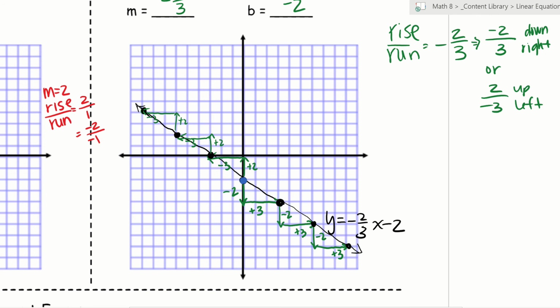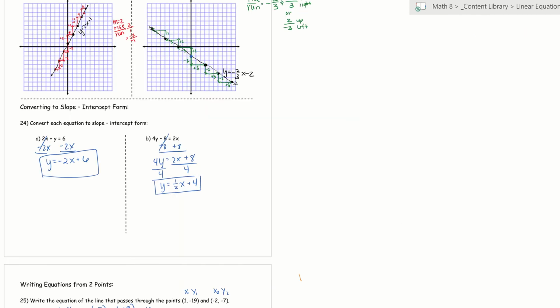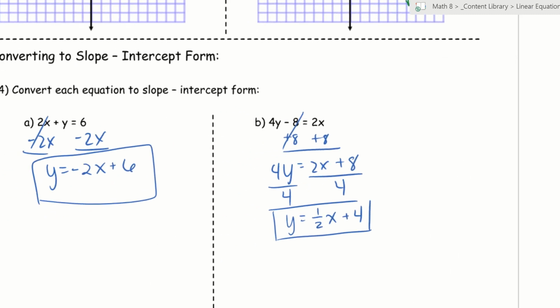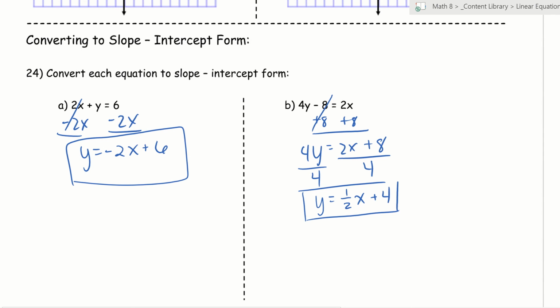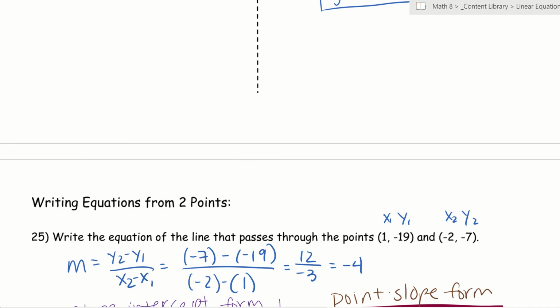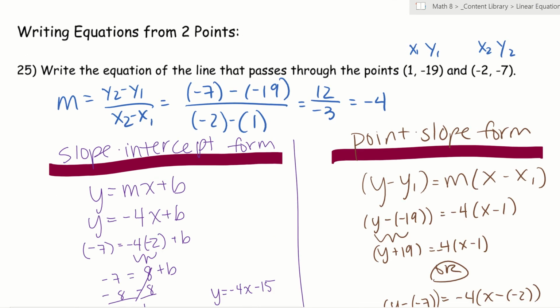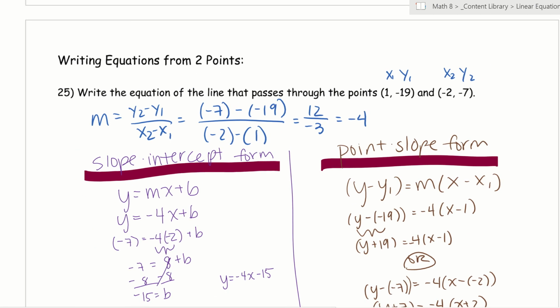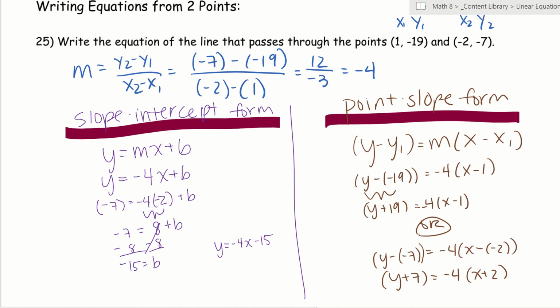Okay, so take a second and look at that. I went ahead and did converting to slope-intercept form because we did a couple of problems like that already, both in the last video and before. So those are your answers for that. And then I moved on to writing it from 2 points. I'm going to show them how to do it both ways, so they can do it either in slope-intercept form or point-slope form.